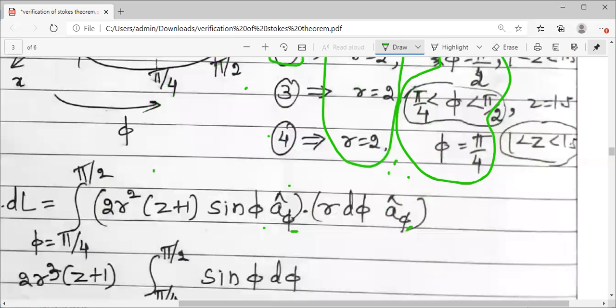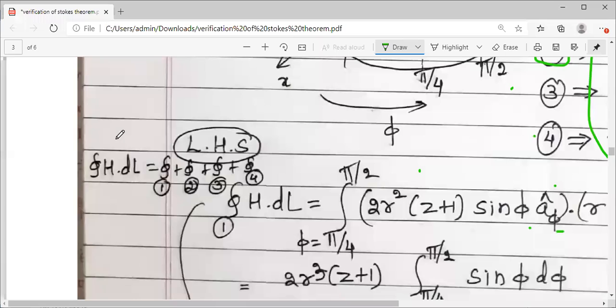Now talking about the LHS, I have written this in a very small form. This is our LHS, the line integral of Stokes theorem. We have to calculate this for 4 different paths. So let us start this. First integration I have calculated.